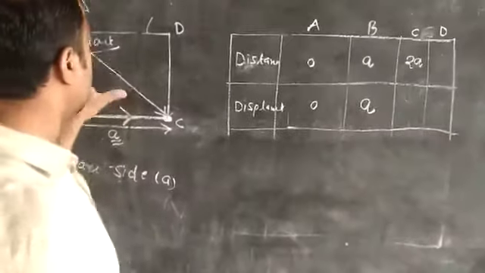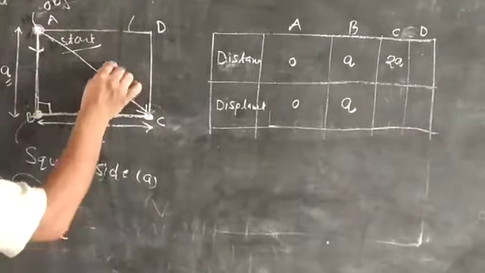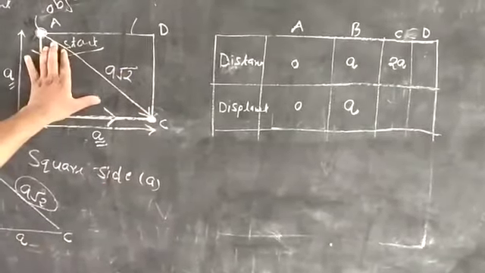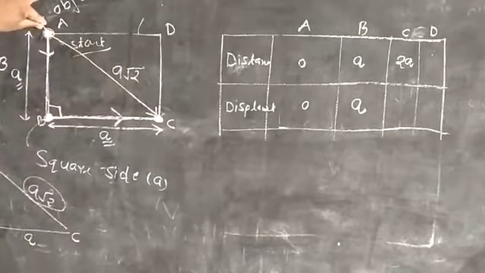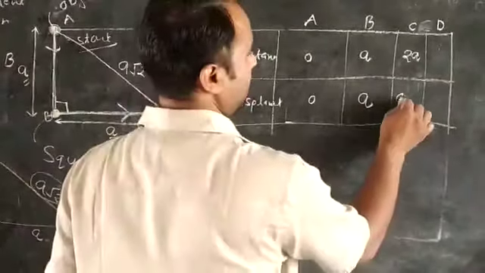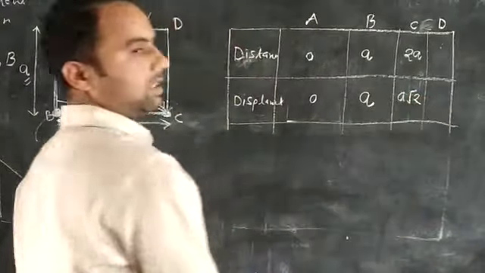Now, what is the displacement here? Displacement is the distance between the initial and final point. This is the displacement here, because this is the initial point and this is the final point, and it is A root 2.